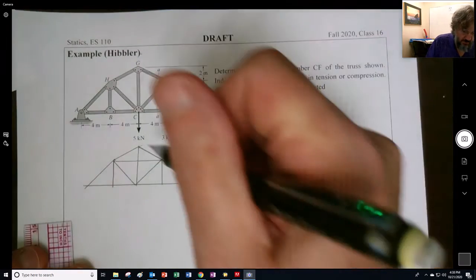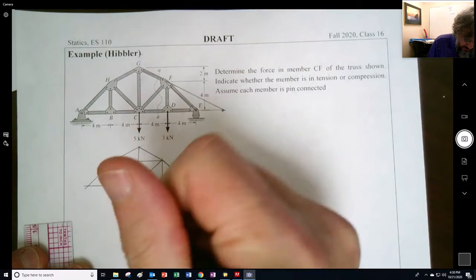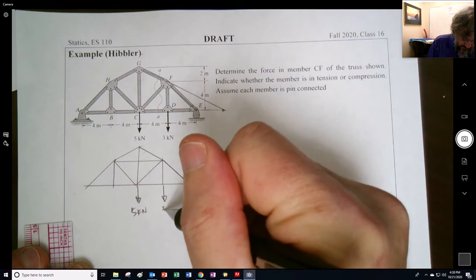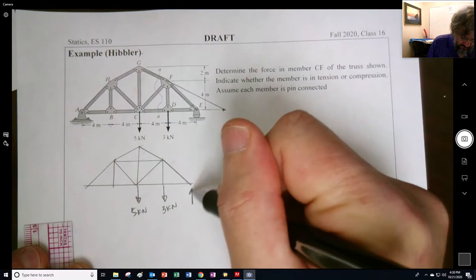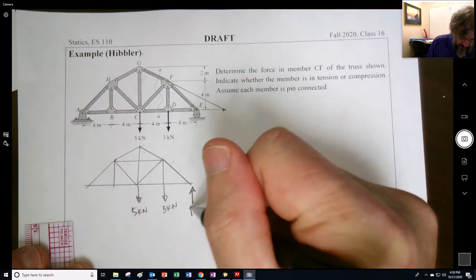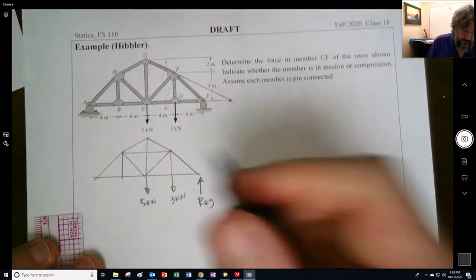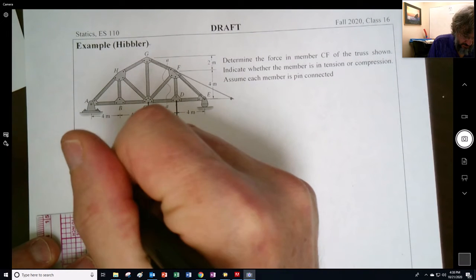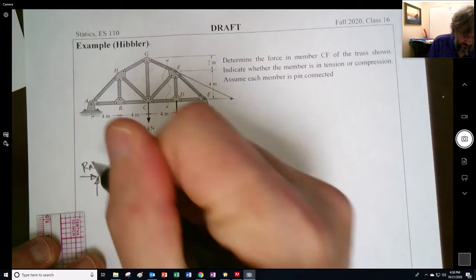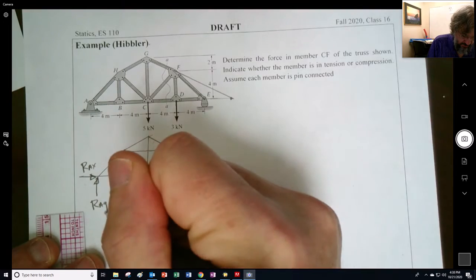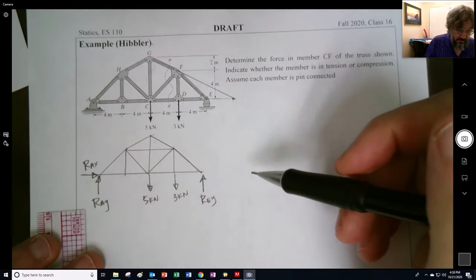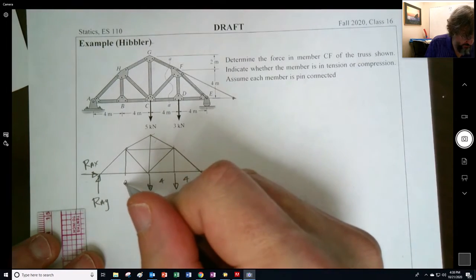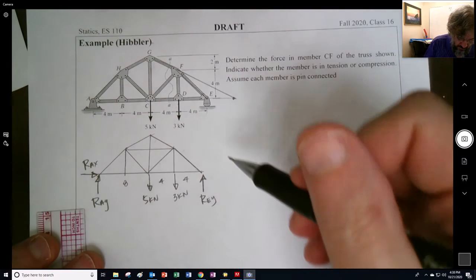Okay. And here's the force there of 5 kilonewtons. And here's a force down of 3 kilonewtons. And we have a reaction here that we'll call REY. And we have a reaction upwards here. And then technically we would also have one right there, but it's probably going to be equal to 0. And in terms of distances, this is 4 meters, 4 meters, 8 meters.